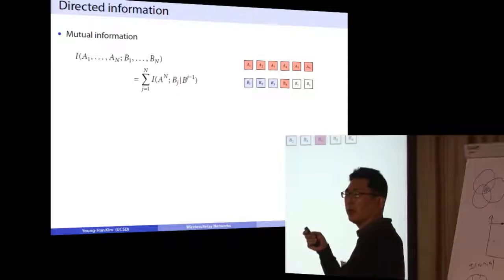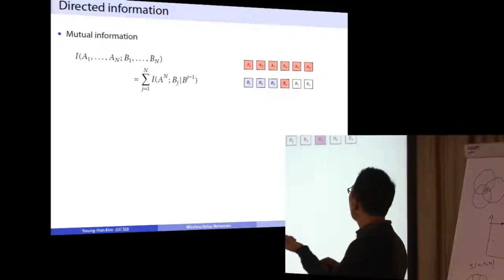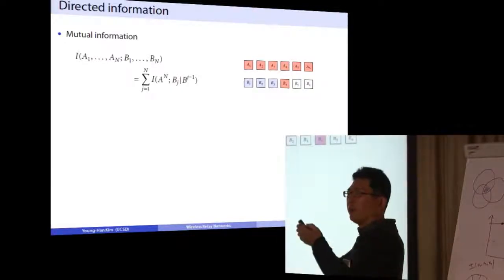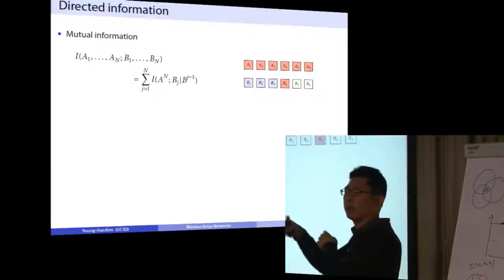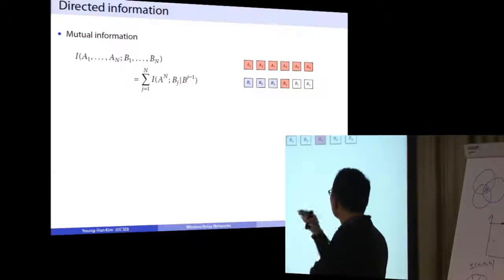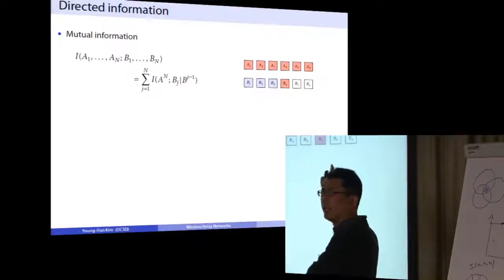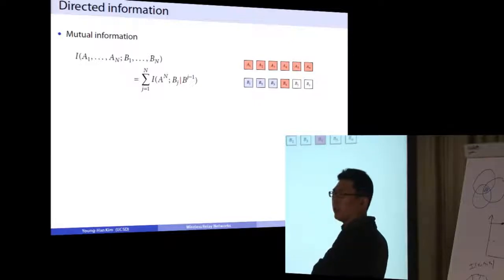So that A_1 and B_1 are viewed as clocked at the same time, and A_2 and B_2 are clocked at the same time, and so on, even though I'm not going to use any temporal connotation later in my talk.